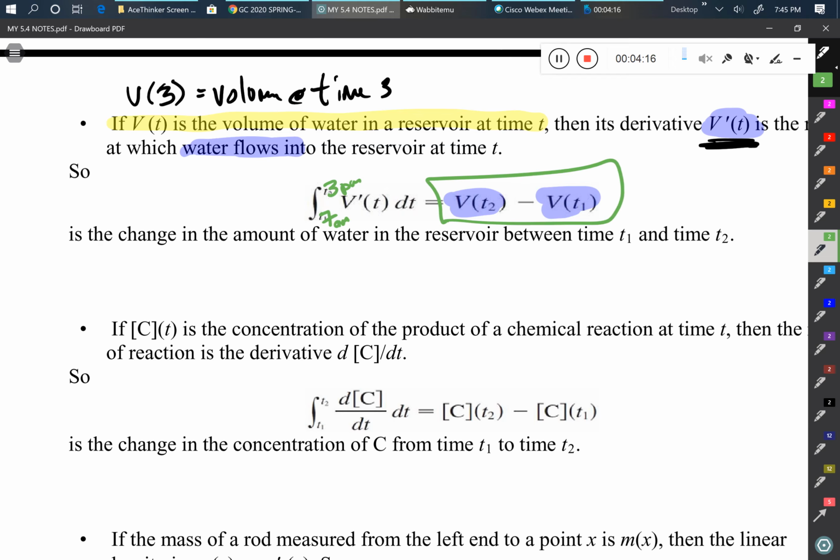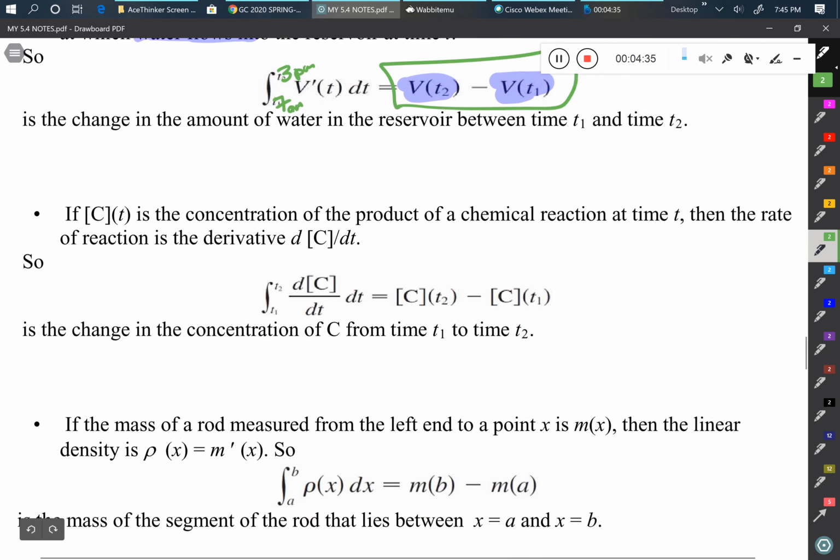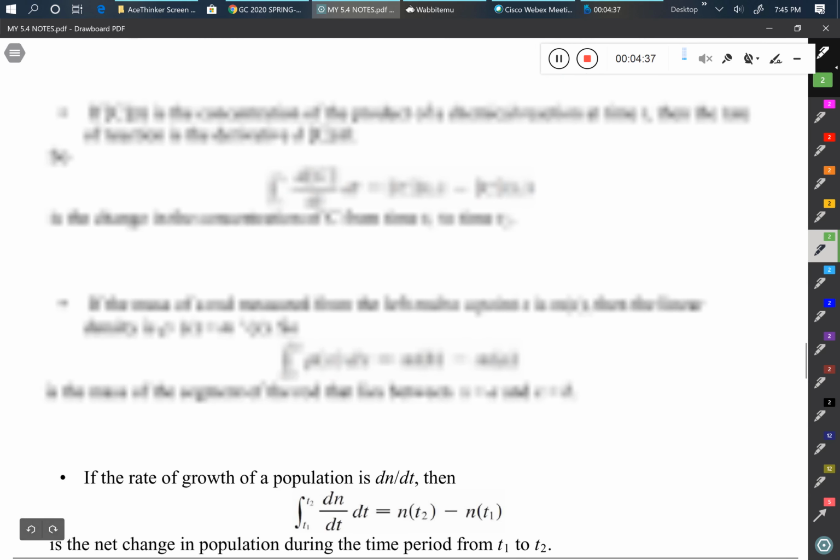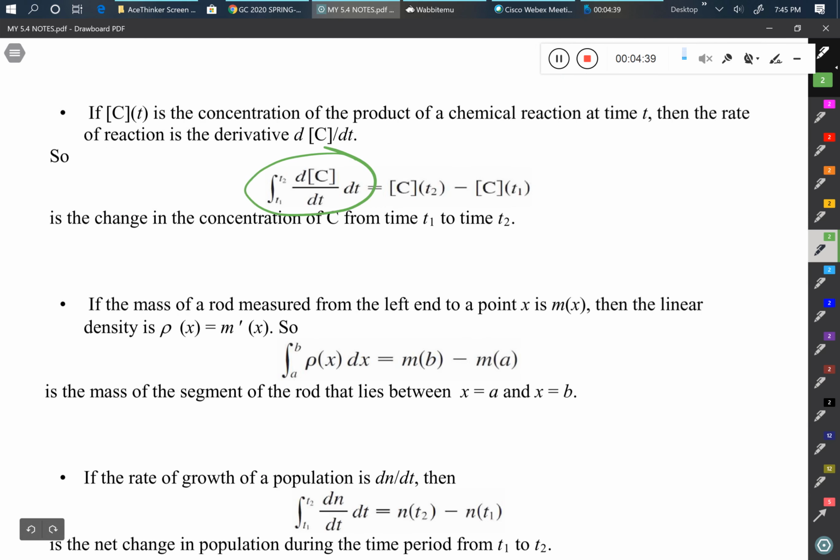And so we find how much something changes by taking the integral of the rate of change. I want to say that again. We find how much something changes by taking the integral of the rate of change. That's what it's always going to be. Okay? Chemistry. If you can measure a rate of change of a reaction, then the integral of the rate of change of a reaction is going to give us the total change.